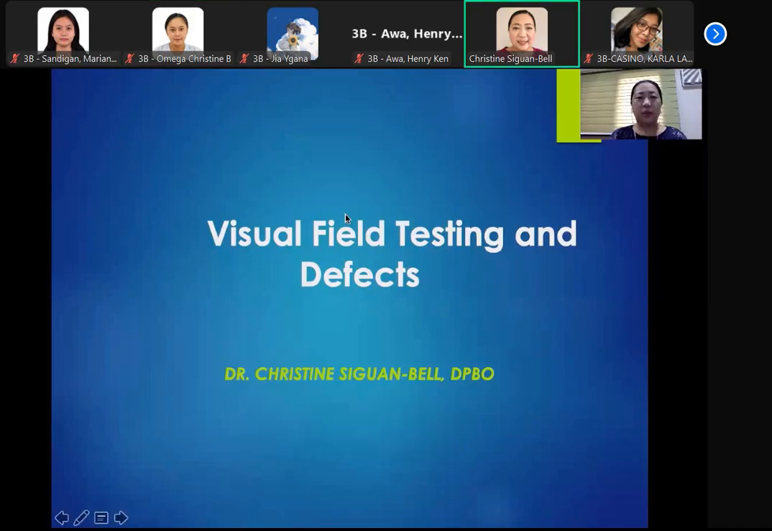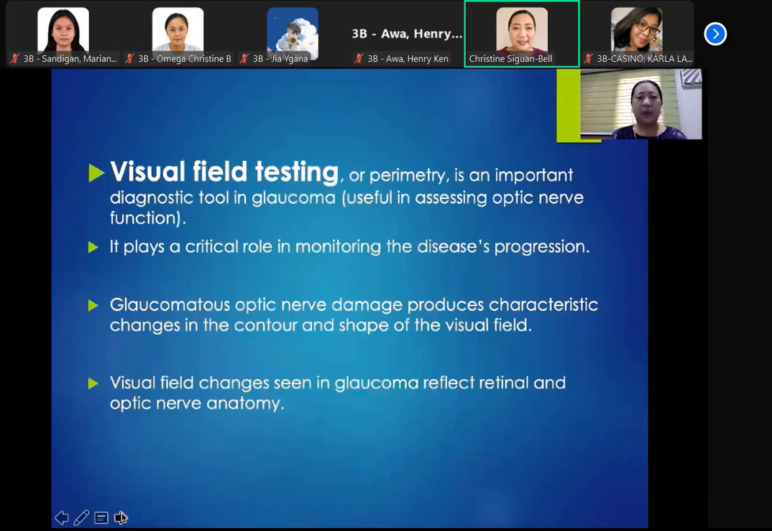Good afternoon. This is the visual field testing and visual field defect lecture for third year medical students. Visual field testing, or perimetry, is an important diagnostic tool used in glaucoma to monitor the progression, and it is also useful in assessing the optic nerve damage. It plays a critical role in monitoring the disease's progression.